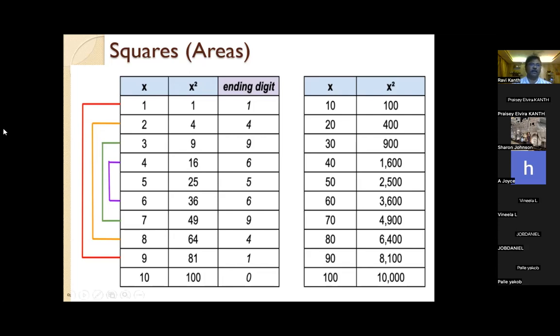Okay, so now let us look at squares, areas. 1 squared is 1. 1 into 1 is 1. 2 into 2 is 4.